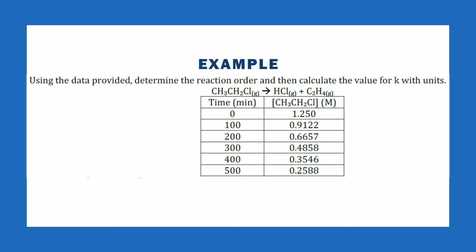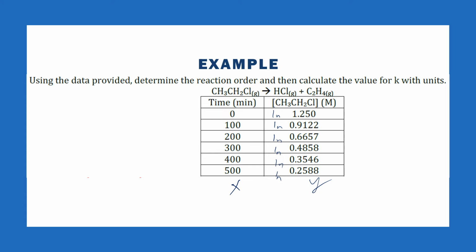Okay, so here's an example. Using the data provided, determine the reaction order and calculate the value for k with units. Now, one strategy you can use is to graph it, and the time is always on the x-axis, concentration on the y-axis. If that's a straight line graph, then it's zero order. And then you could take the natural log of each of these values, and plot that versus time. If that's a straight line, then it's first order. And if it's still not a straight line, then it's second order. We don't go past that for AP chemistry.